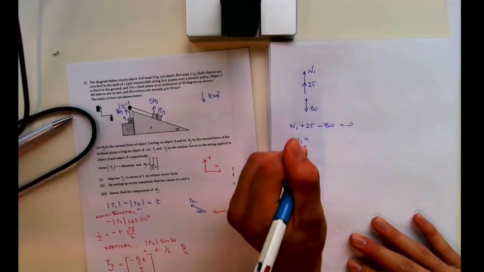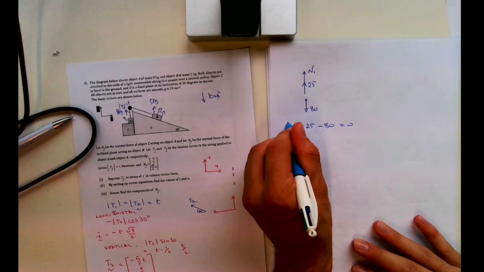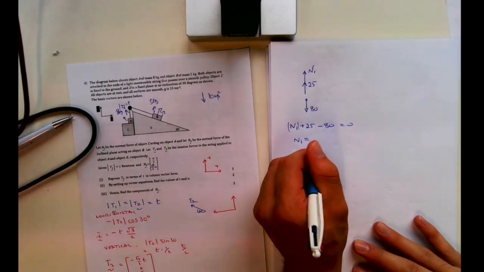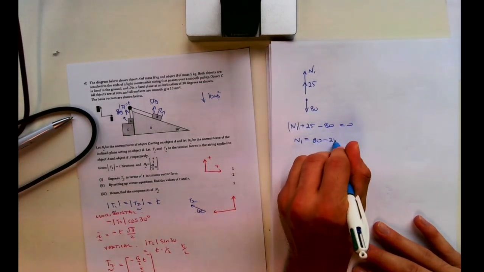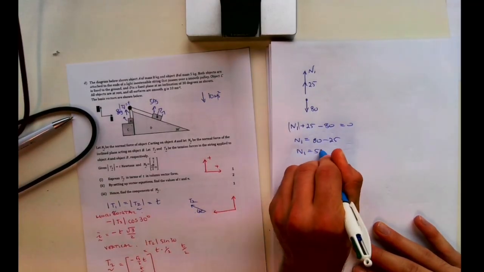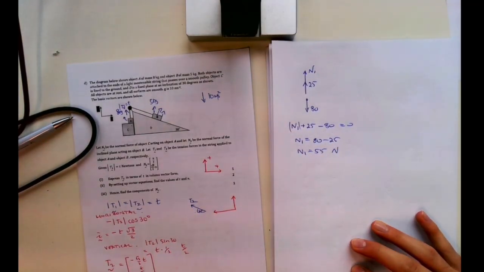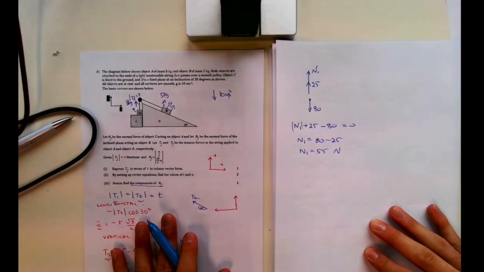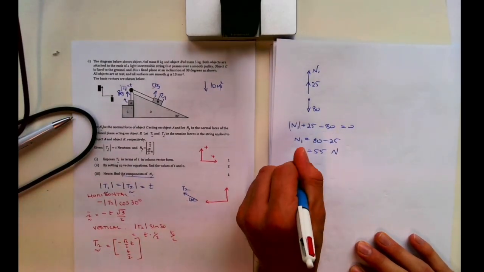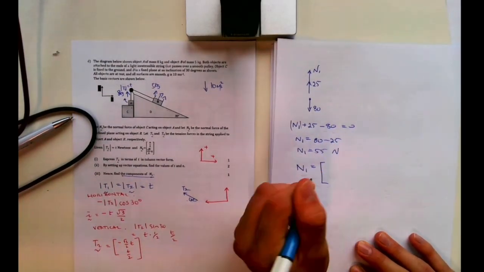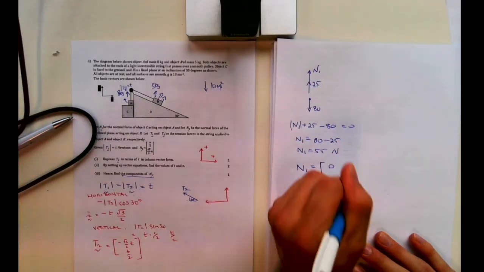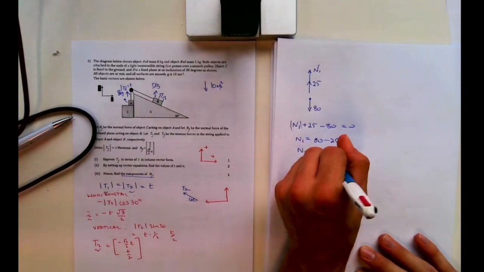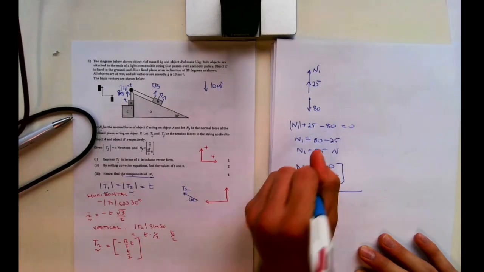We can get N1 is equal to 80 minus 25. N1 is equal to 55 newtons. Now, the question specifically says the components, so we need to put this in horizontal and vertical. So N1 is equal to nothing horizontally, 0, and then 55. And that's it.